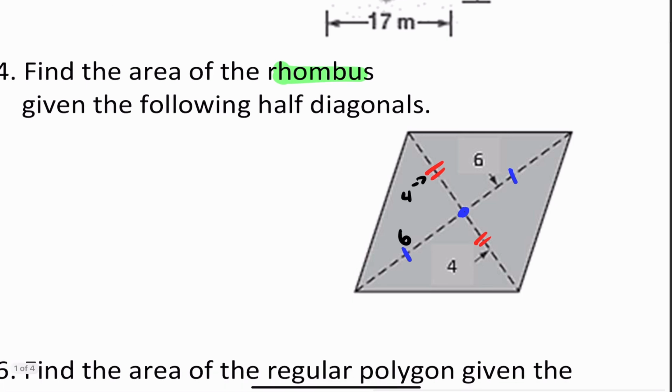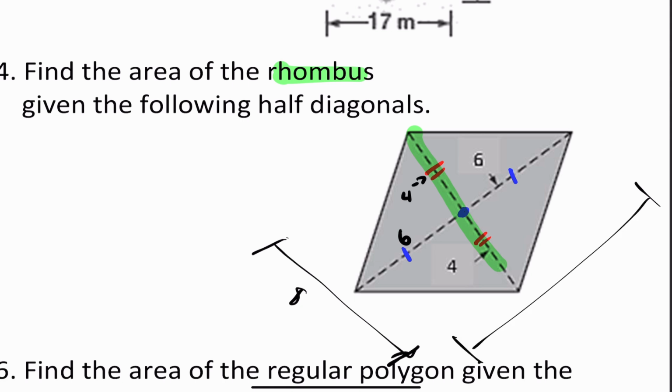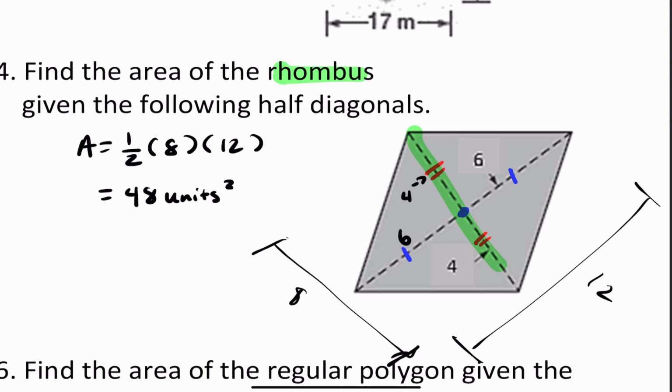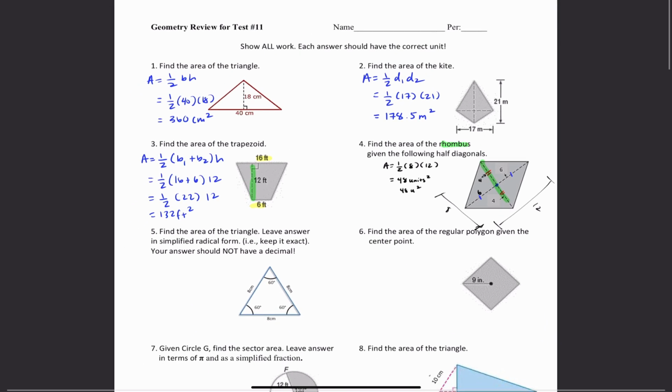So what do we have? We have our first diagonal. This here will be 8 units long, so 8. And then right here, that's just going to be 12 units long. So using my formula A equals 1/2 D1 D2, I have 1/2 times 8 times 12, and 1/2 of 8 is 4. 4 times 12, that's 48. So 48. And what's the unit? Well, it doesn't specify, so we're going to go ahead and put 48 units squared, or you can say 48 u squared, okay?